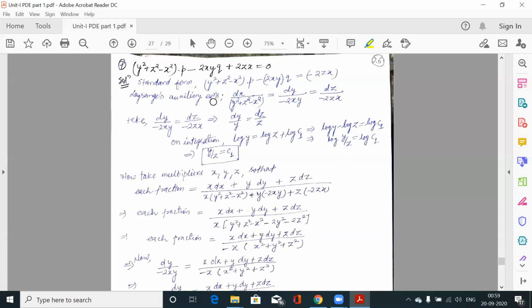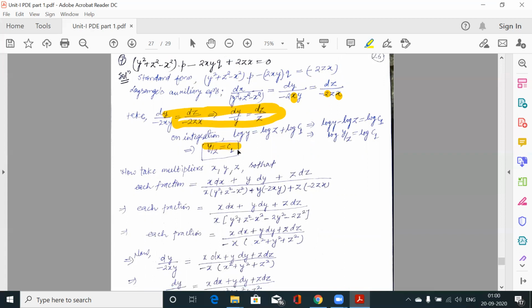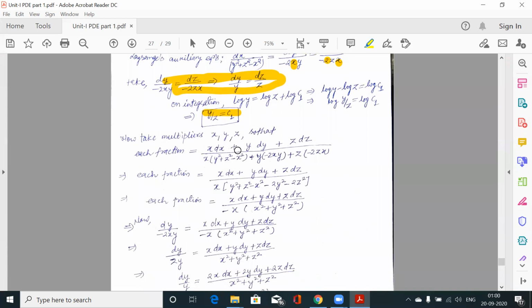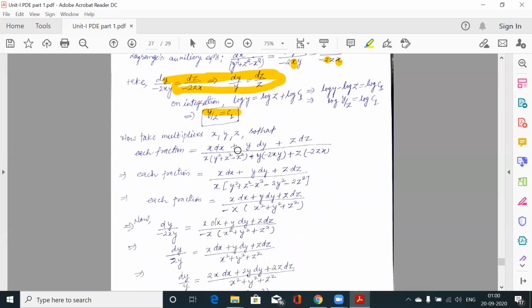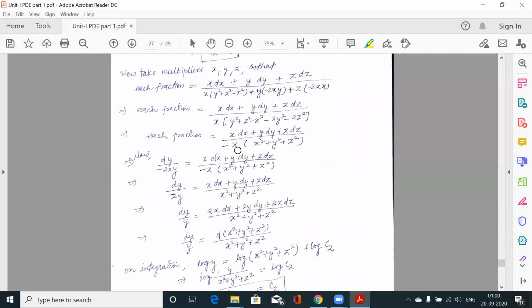Here also, these two fractions will give us the first integration, because direct integration is possible: this x would be cancelled by this x, so dy over 2y and dz over 2z. So direct integration is possible. So the first will give us the direct integration. The second possibility is not there to get the second integration, so we have used multipliers in that case.